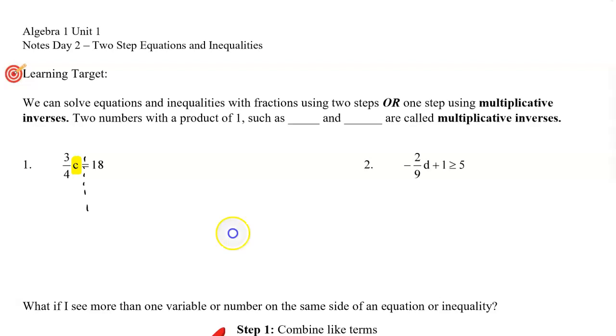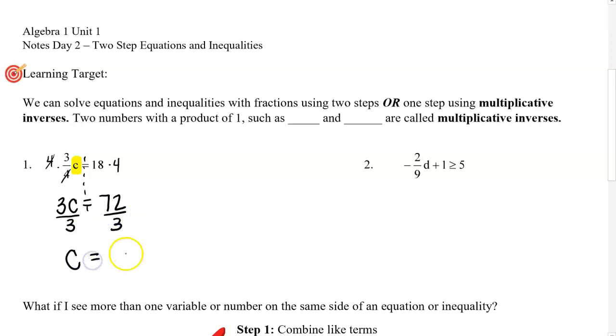So to use two steps, I'm going to read this as 3 divided by 4. So the opposite of divide by 4 would be to multiply by 4 to both sides. That makes this 4 and this 4 divide out, and we have a 3c and a 72 on the other side. So now this looks like a one-step equation where we want to get c by itself. 3 and c are attached by multiplication, so now I will divide. And I get 24. Okay, that is using two steps.